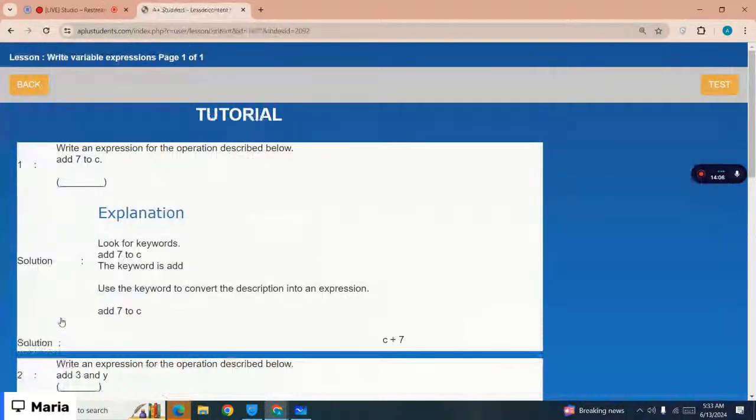Write an expression for the operation described below. So the operation is described in words. You have to write it down using the variables and the operations, right? Add 7 to C. So that would be C plus 7, right? Let's just start with the test questions.